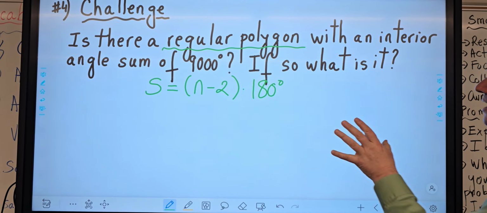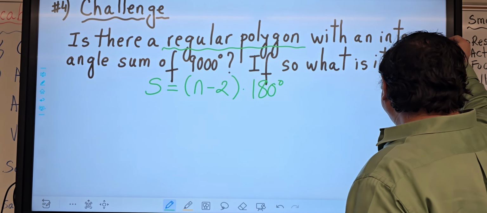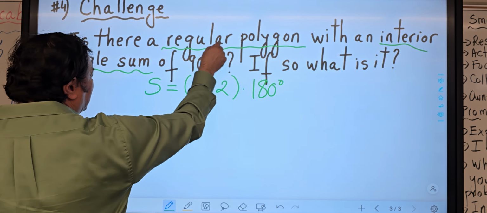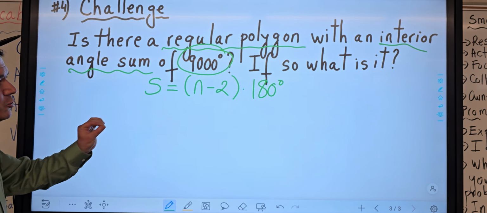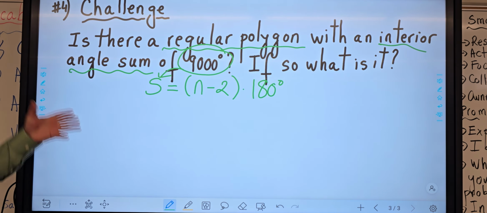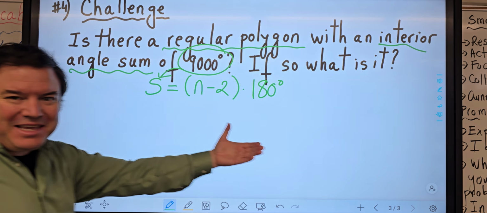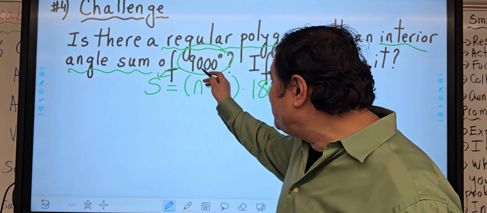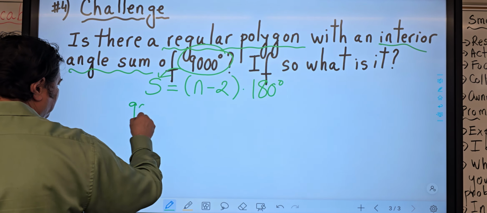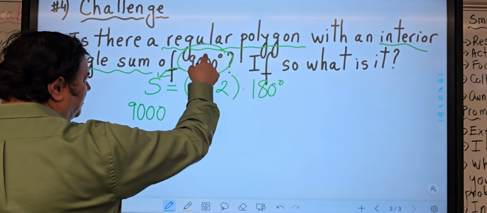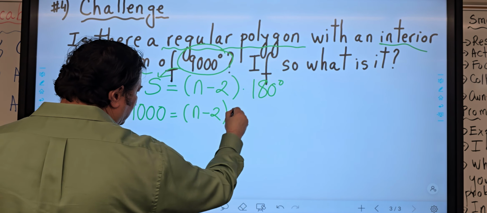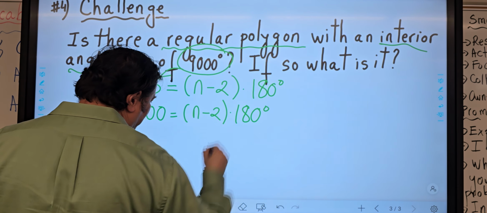Again, since the interior angle sum is 9,000, we are going to simply substitute the 9,000 for S and then solve for n. That's it. So make sure you substitute 9,000 for S, so instead of S, we are going to put 9,000 because it was given to us in the problem, equals n minus 2 times 180 degrees.